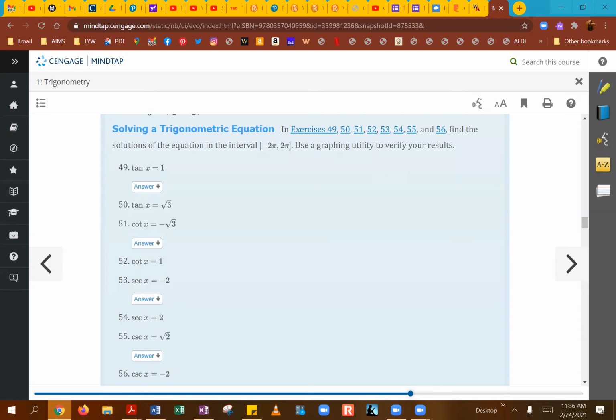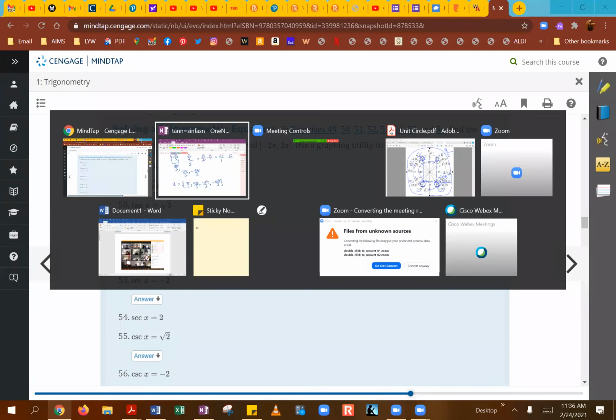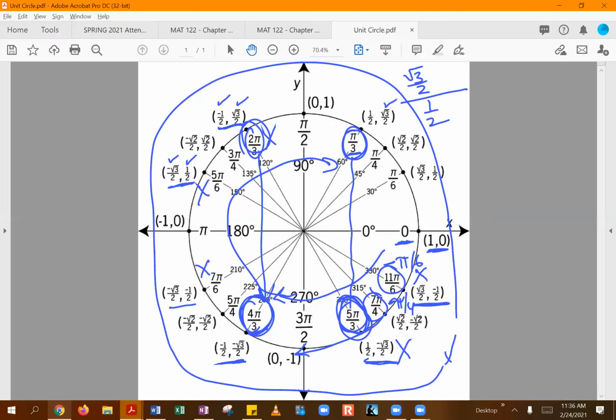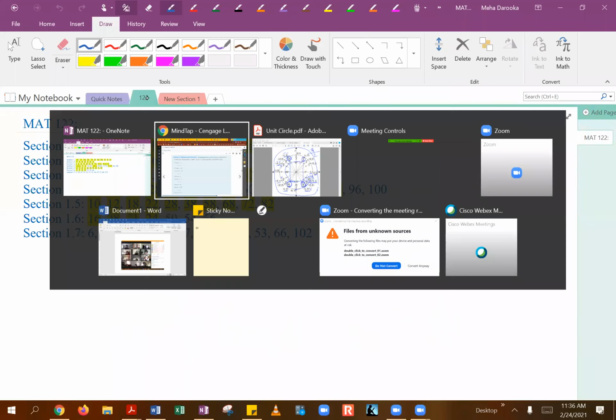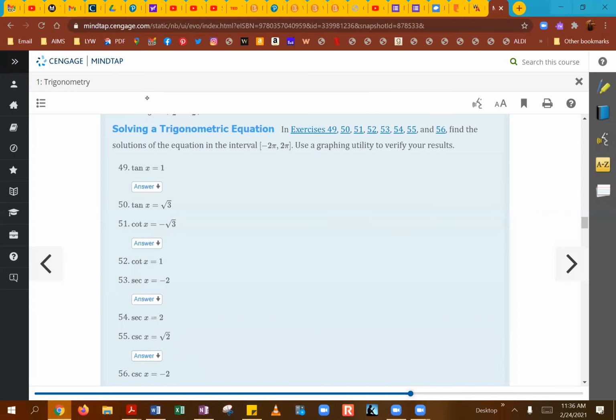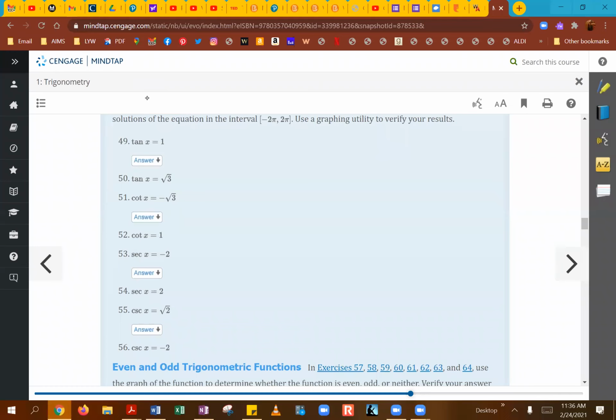I think I had another one wrong, sorry. Number 54, okay, let's take a look at that. So number 54, we are looking at secant of x equals 2.